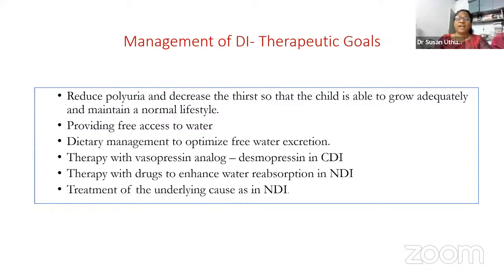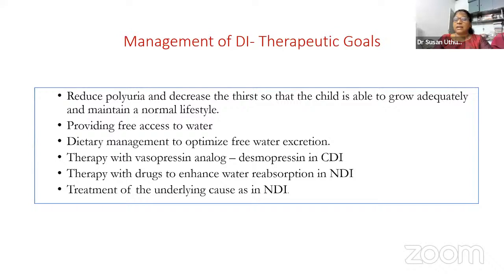If the child develops a diarrheal illness or something, you have to be very, very careful. You have to give water. You may have to resort to IV fluid therapy. So don't try to manage a child with DI or for that matter any renal disorder with ORS. Dietary management will help to optimize free water excretion by reducing the protein in the diet. The calorie to solute ratio can be organized and improved. And therapy with the vasopressin analog desmopressin is really helpful in central DI.